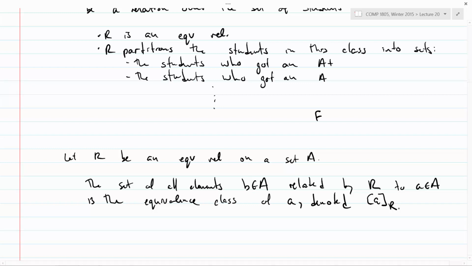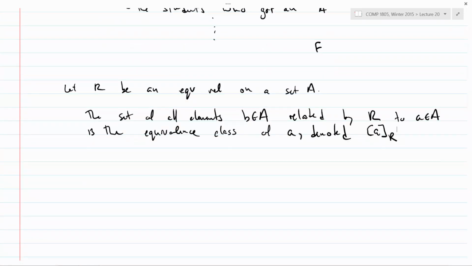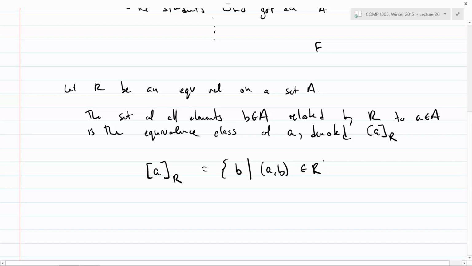Sometimes we leave out the R if the R is clear from context, right? So if I'm only talking about one relation, if I put it in square brackets, it must refer to that relation. All right, so if I wanted to be explicit about this, the equivalence class of a over the relation R is the set of all b's such that (a, b) is in the relation. Okay, this is the equivalence class of a. It's all the things that are equal to a.